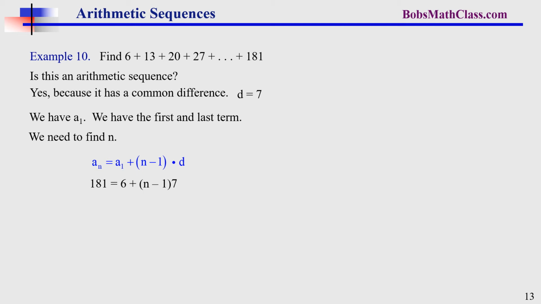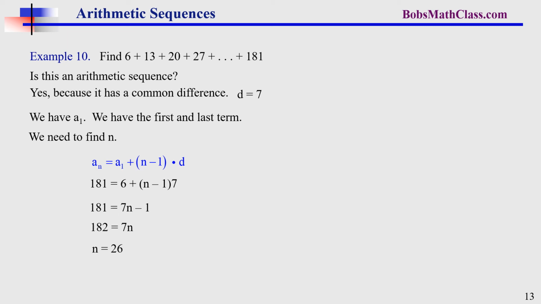Okay, distribute the 7. Add like terms. Add 1 to both sides. Then divide by 7. So you should get n equals 26. It has to be a whole number. It can't be a fraction because n is a number of terms. There can't be 26.5 terms. It has to be 26 terms, or 27 terms, or 28 terms. So n has to be a whole number. If you don't get a whole number, that means you've made a mistake.